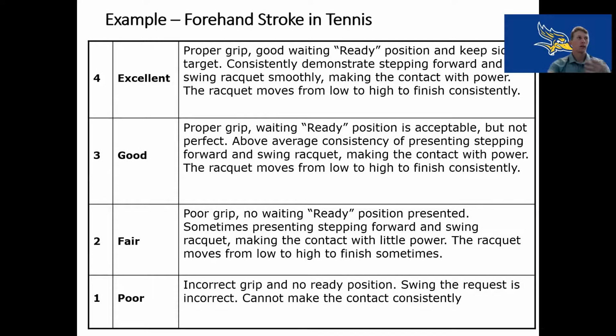For example, in a tennis forehand, for a score of 3 or a good score, a good technique, proper grip, waiting in a ready position is acceptable, but not perfect. So they've done it well, but not perfect. Above average consistency in presenting, stepping forward and swinging the racket. So above average, they're doing good, but they're not the best. Making contact with power. So they're swinging hard, making contact forcefully, hitting the ball. The racket moves from low to high. This would be an example of what is good.